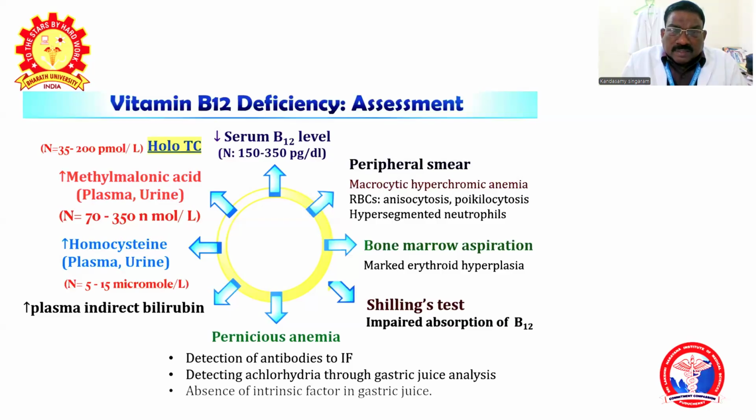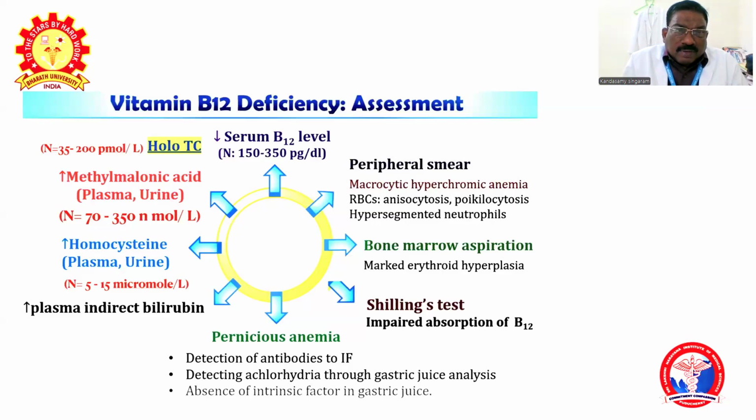Schilling test shows impaired absorption of vitamin B12. Then pernicious anemia: detecting antibodies to intrinsic factor, and achlorhydria through gastric juice analysis, absence of intrinsic factor in gastric juice. Then increased plasma indirect bilirubin.